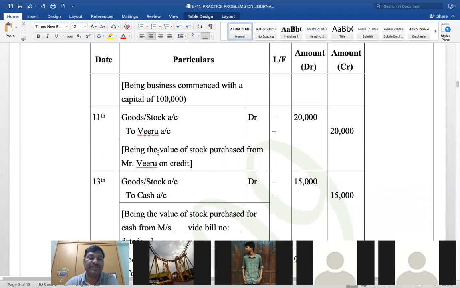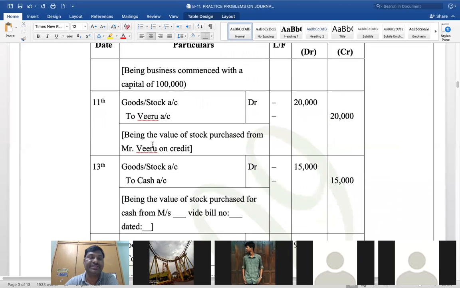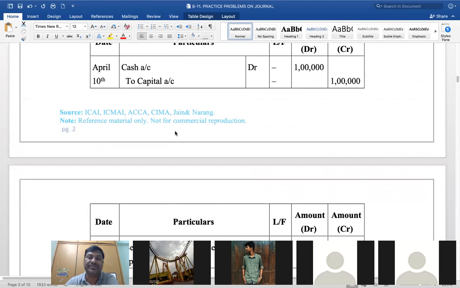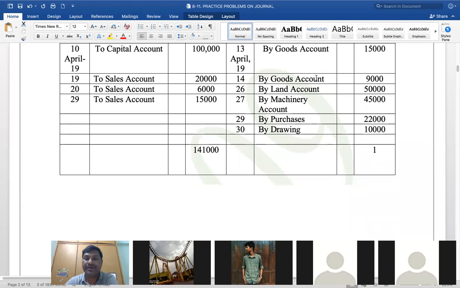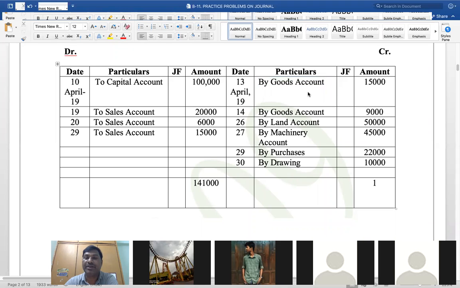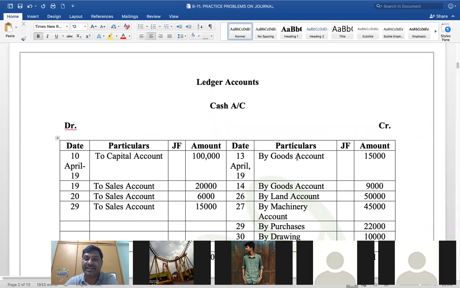There's no cash on 11th. There is cash on 13th, 15,000. Goods account is debited, which means cash account is credited. Amount is 15,000. On 13th April, we are writing the date in full. By goods account. So the cash account is credited with goods account, 15,000.